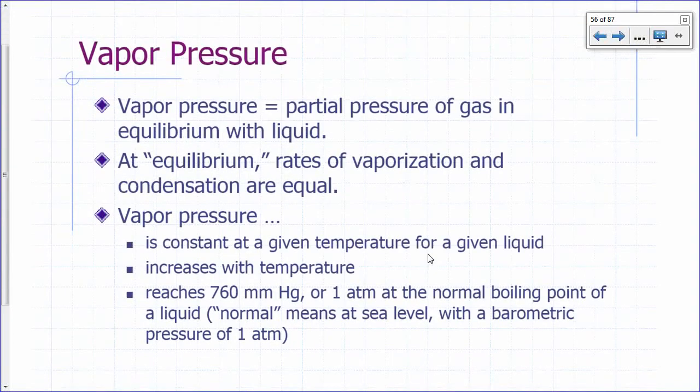So let's talk about vapor pressure first so we can understand what vapor pressure lowering is. Vapor pressure refers to the partial pressure of a gas in equilibrium with a liquid. Imagine you have a beaker that has water in it. What will happen if you just leave that beaker lying on your bench top? It eventually dries out, right?